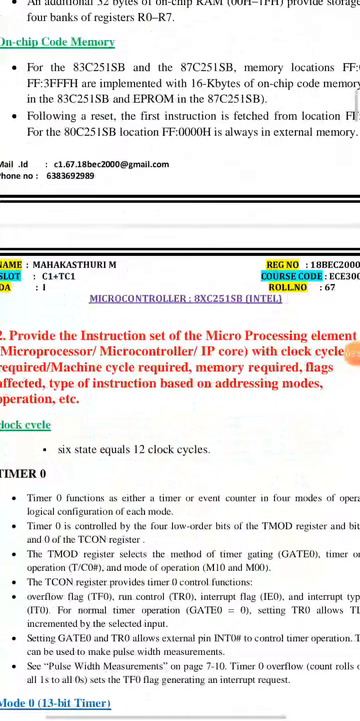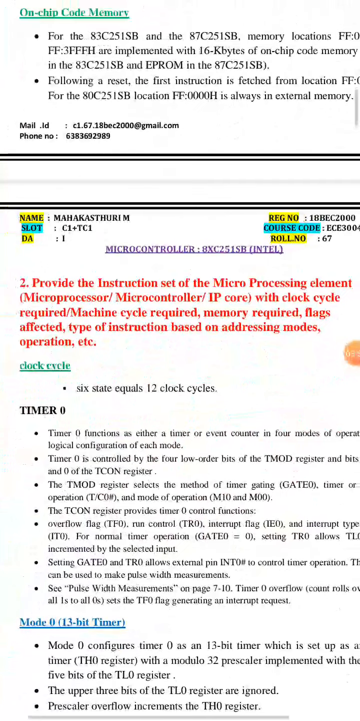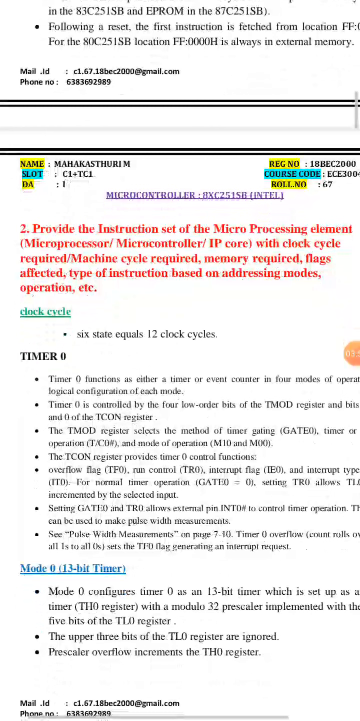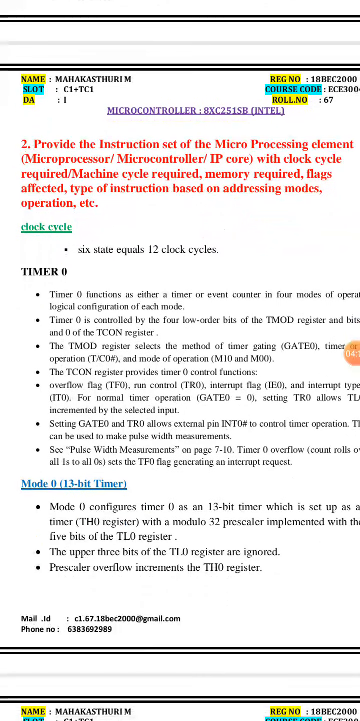And then here we can move to the second question. What is the instruction set of the microcontroller? It includes the clock cycles required, machine cycles required, memory required, flags affected, type of instruction based on addressing modes and operation, etc. First we will see the clock cycles. There are 6 states, and one state contains 2 cycles, so there are a total of 12 clock cycles.